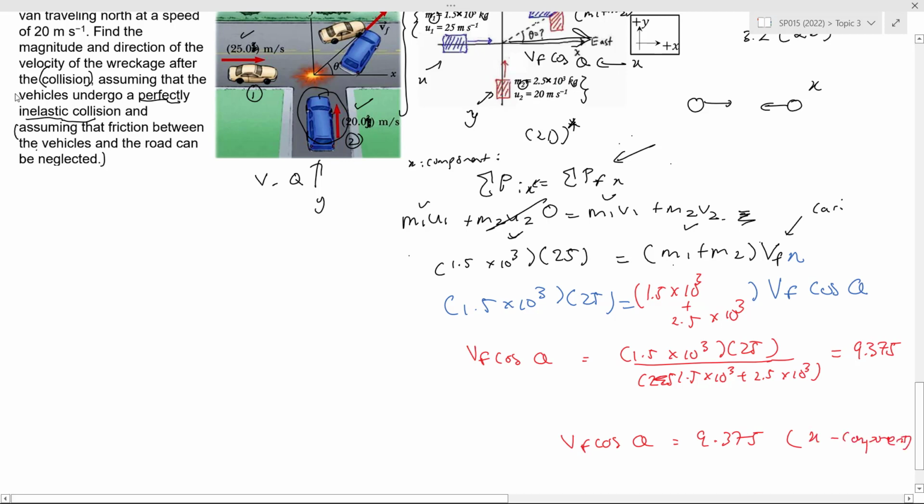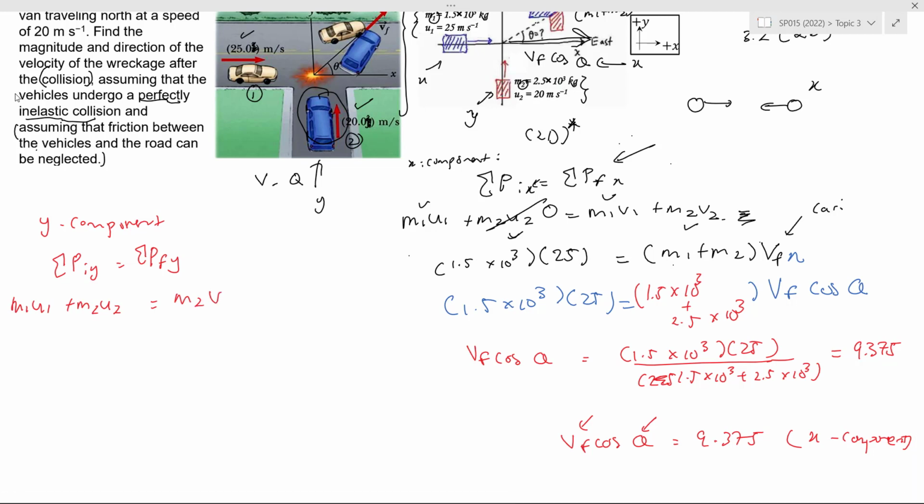Okay. Similarly, I can do it for the Y component. Y component, because if I leave it here, I can't solve anything since I have two unknowns. This is unknown, this is unknown. So I need one more component, which is the Y component, to solve this equation. So for the Y component, we take the summation of P initial Y equals the summation of P final Y. So for our P initial Y, it's okay, I'll just write M1U1 plus M2U2 because I have two objects that are colliding. Okay, this is M1V1 plus M2V2.